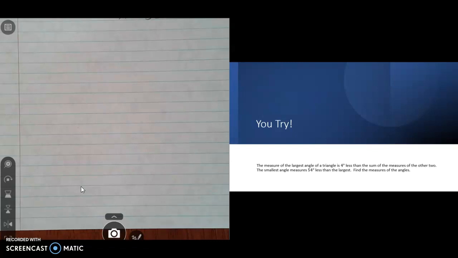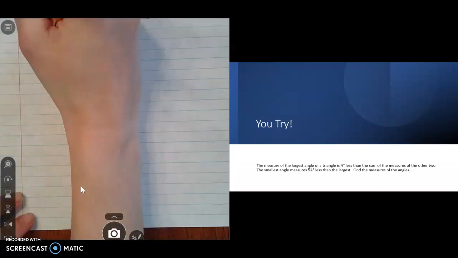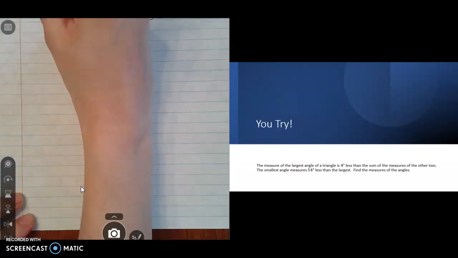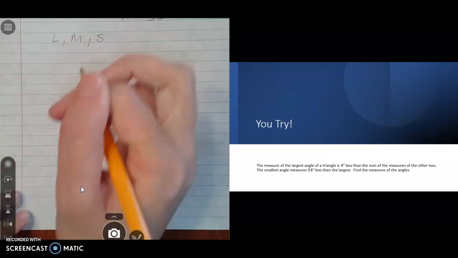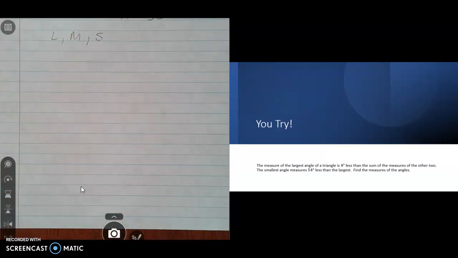So essentially we have this triangle. It has a largest angle, a smallest angle, and I would assume one that's kind of in the middle. So I'm just going to use an L for the largest angle, an M for the middle angle, and an S for the smallest angle, just so that we can know what we're talking about when we solve things.